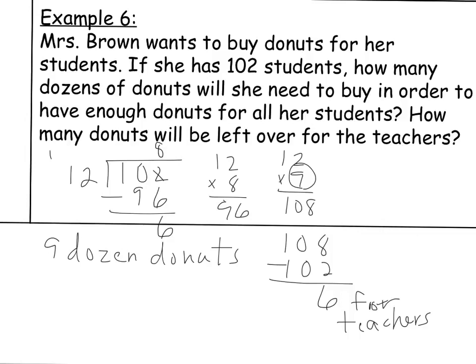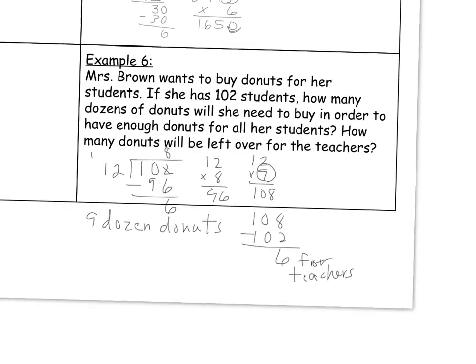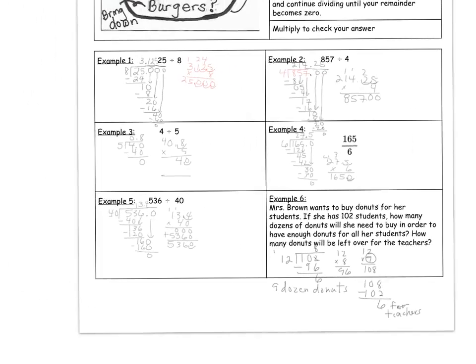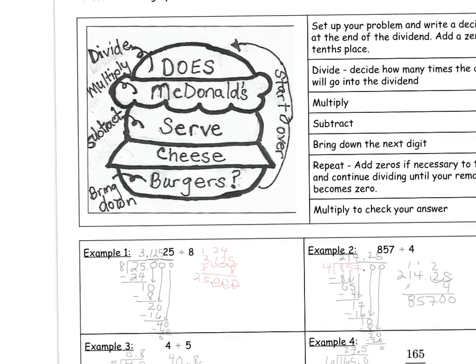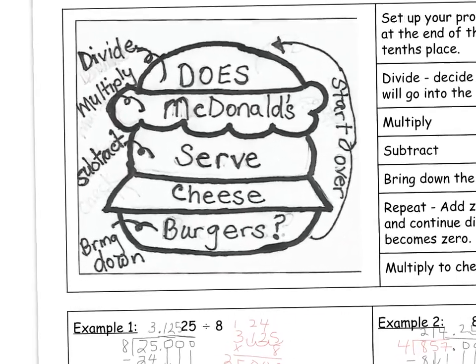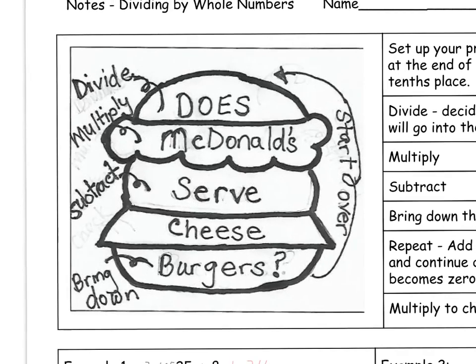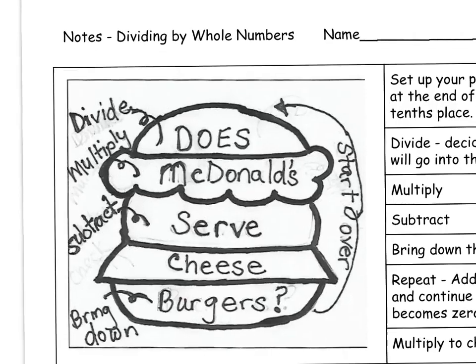And there you have it. That is dividing by whole numbers. Notes. Don't forget you can color in this hamburger, making it colorful and make it a little more delicious and tasty. So, dividing by whole numbers, notes.